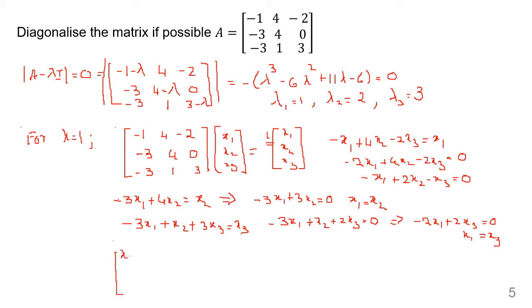So we can write here the equation, eigenvector can be found out writing like this: x1, x2, x3 is equal to x1 times 1, 1, 1. Since x1 is equal to x2, it is 1. And since x1 is also equal to x3, it is 1. So the eigenvector corresponding to lambda equal to 1, that let me call it as v1, is equal to 1, 1, 1.